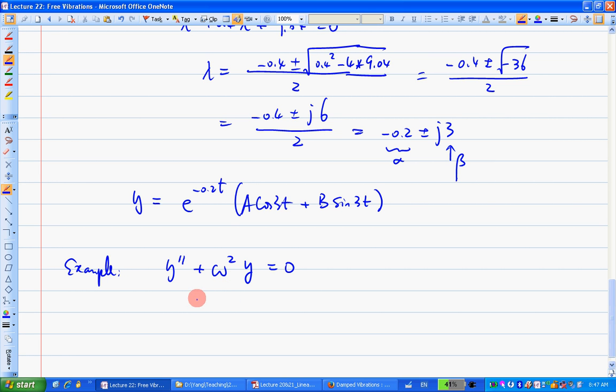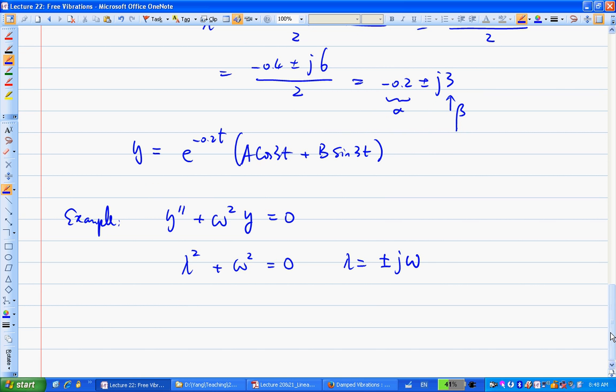Then in this case, if I follow my procedure, lambda squared plus omega squared equals 0. That's my characteristic equation. The solution for lambda is plus or minus j omega. So then my general solution is y equals a cos omega t plus b sine omega t.